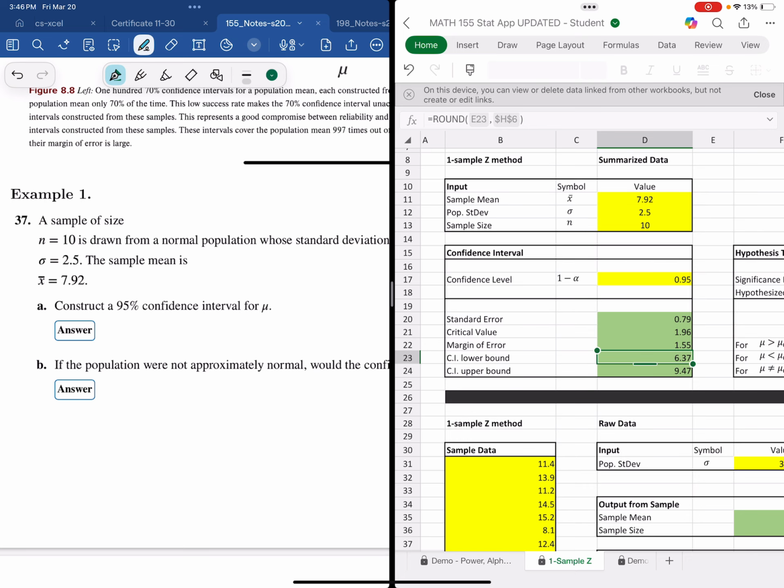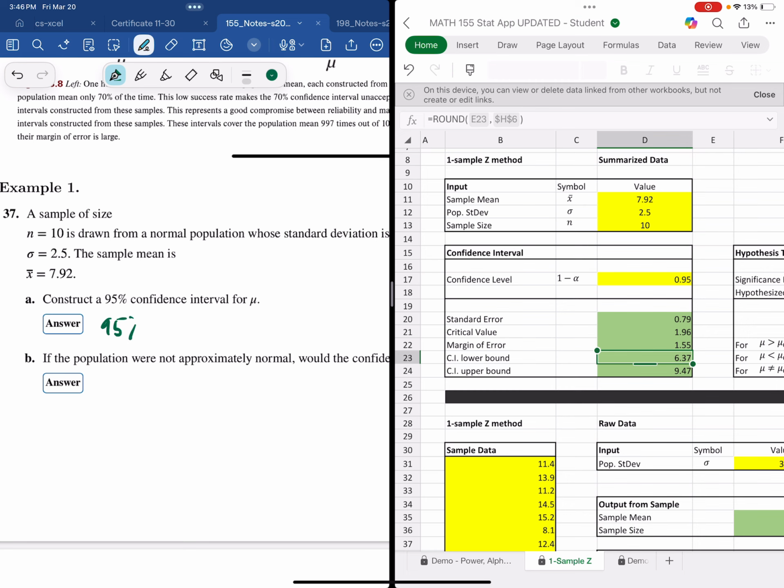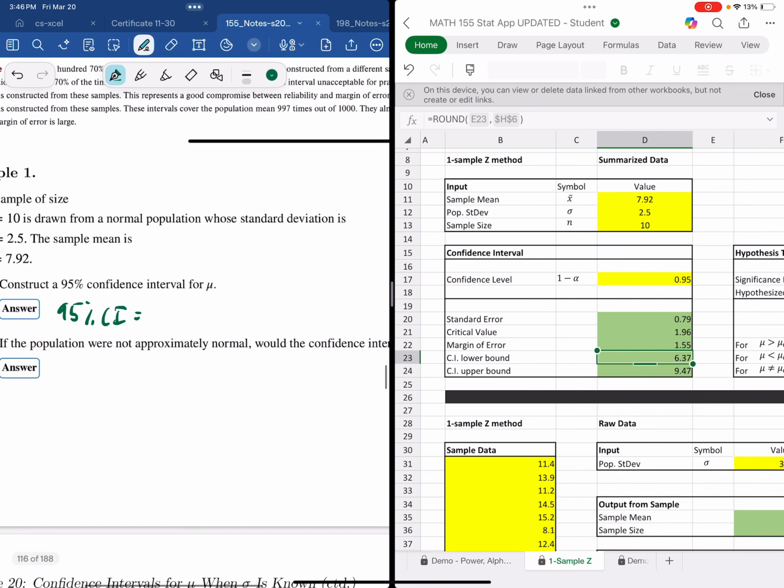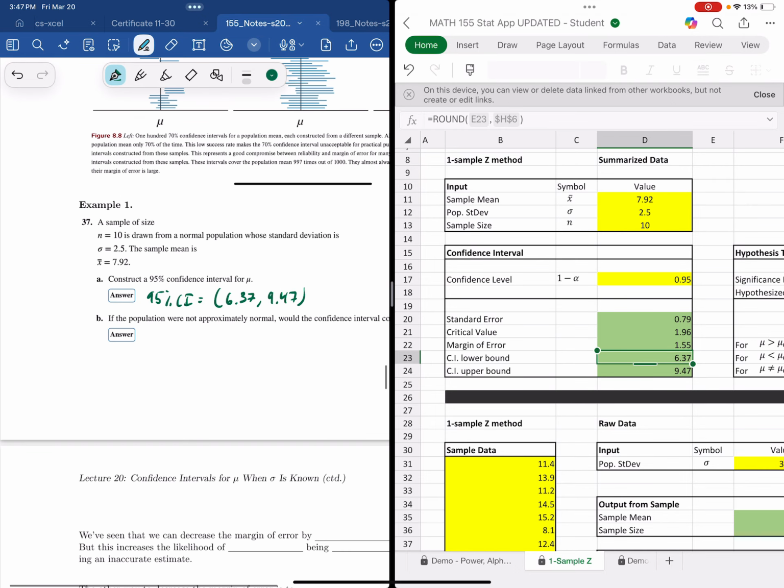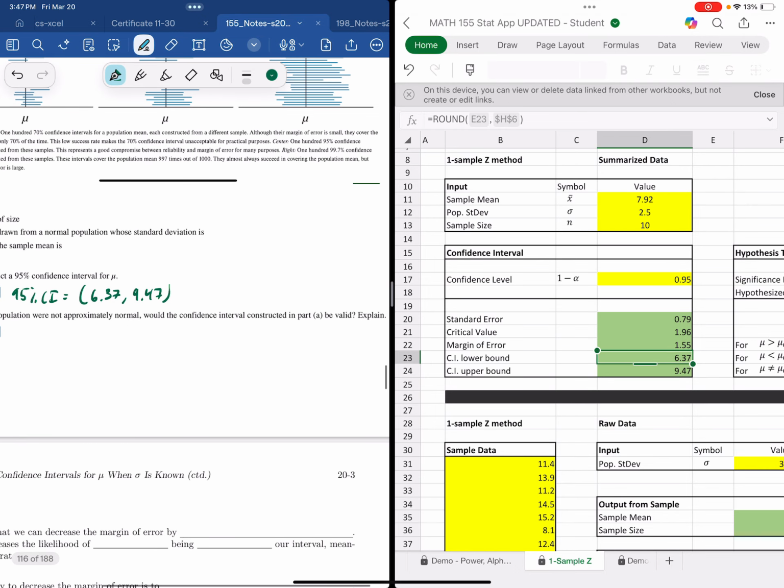It gives us our standard error, critical value, margin of error, and so on. So we can say the 95% confidence interval equals 6.37 to 9.47. We just put it into Excel. Not that you would need to write this on a quiz, but just remember how we got that. This is 7.92 minus 1.55 to 7.92 plus 1.55, and this right here is your margin of error.